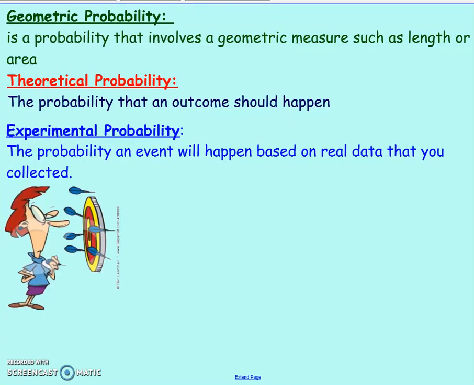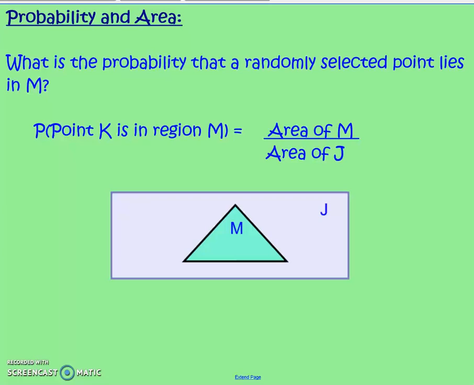But what's going to happen would be the experimental probability. The theoretical probability would be what should happen. And that's generally what we look at when we're talking about probabilities. People usually think about the theoretical. In order to do an experimental probability, we'd actually have to collect our own data. And we're not going to do that for right now.